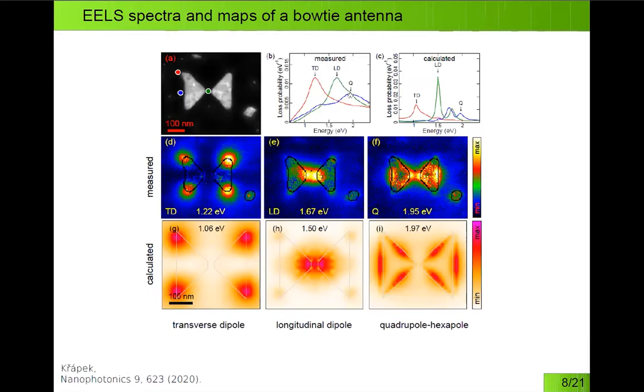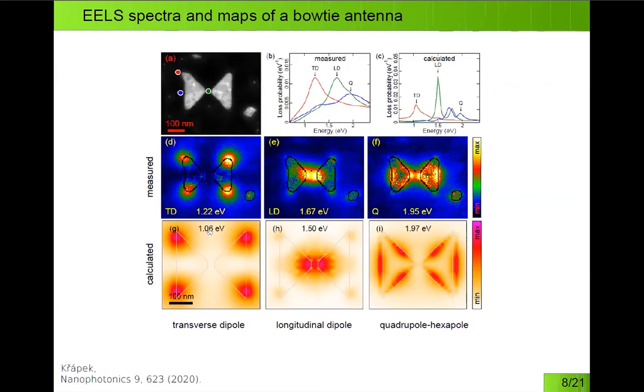You can see the similar response in the measured and calculated spectra, so the reproduction was quite okay. And now the next step is to set the spectrometer to the energy of a specific resonance and to record the spatial distribution of the loss probability. And now you observe characteristic spots corresponding, for example, to transverse oscillations like this, longitudinal oscillations like this, or some higher modes. And again, the measurements are quite well reproduced by calculations.